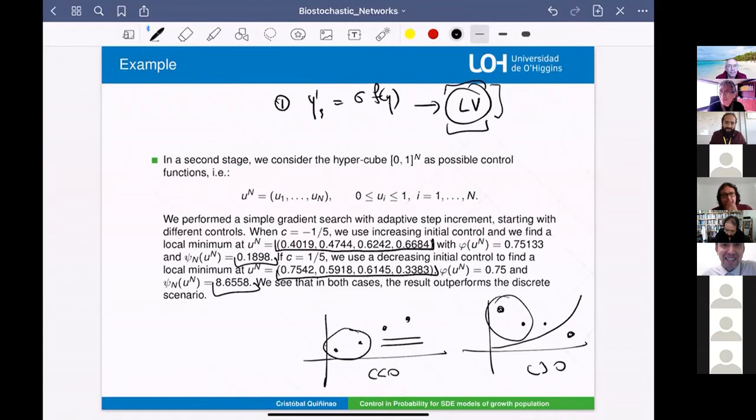Muchas gracias. No, de nada. Carlos? Thank you very much. I find your talk very nice. I have the following question. How do you select the time where you control the system?